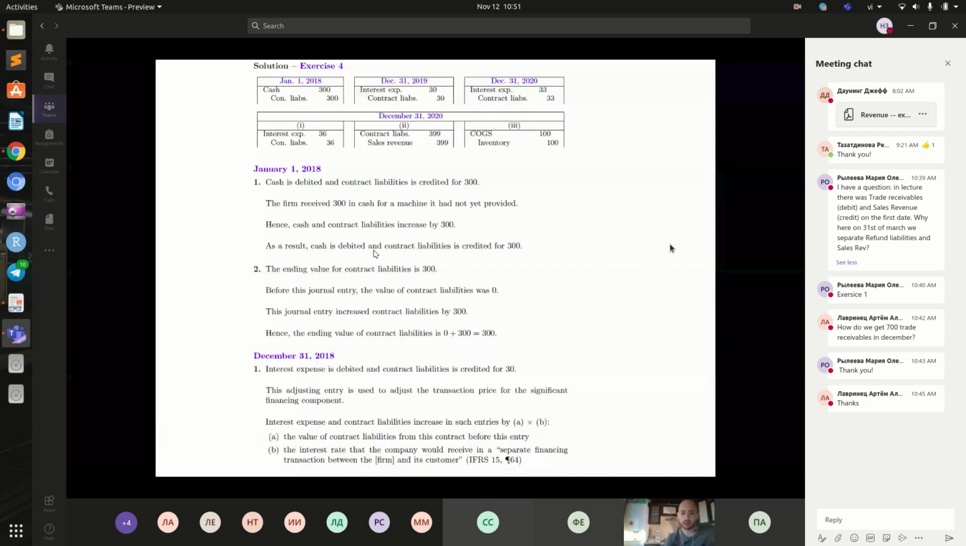With exercise 4, there's a typo in the solution. On the first line of journal entries, it should be January 1st, 2018, December 31st, 2018, and December 31st, 2019. So I will correct this mistake when I send you this file later today.